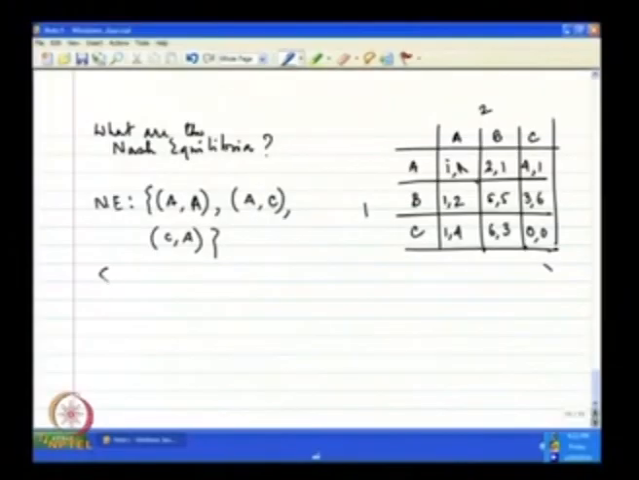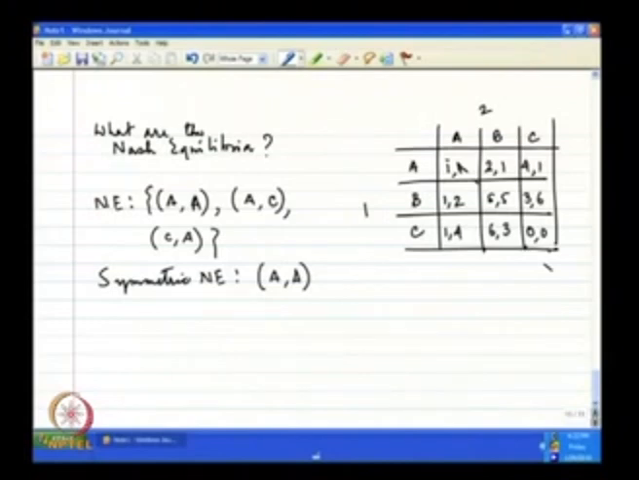Now, which of them is or are symmetric? And obviously, the symmetric Nash equilibrium is just one, which is AA, because in a symmetric Nash equilibrium we know that the actions of the players must be the same. They must match with each other. And that is what is being asked, though they have not used the word symmetric Nash equilibrium.